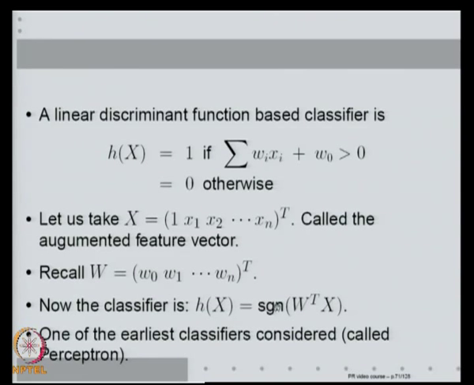This kind of classifier is one of the earliest classifiers designed, in the 1950s. It is called a perceptron. We will come back to the perceptron later on, and we will also find out how one fixes w, or how one learns w, from the training examples.